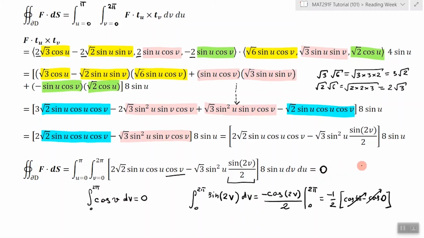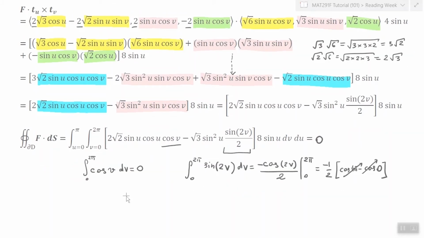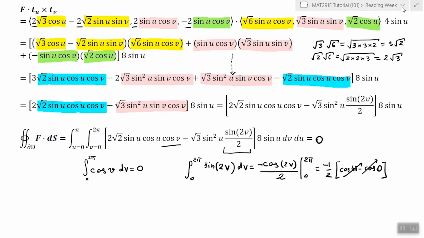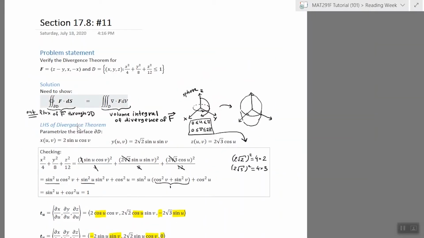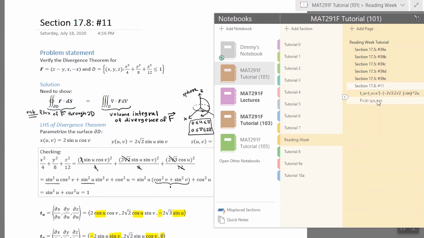Okay, now let's move on to the right-hand side of the divergence theorem. Because remember what we're actually trying to do. We have this left-hand side of the divergence theorem, which we found was 0, this flux integral. Now we want to find the right-hand side, the volume integral of the divergence of f, and show that it's the same, so also 0. So let's do this.